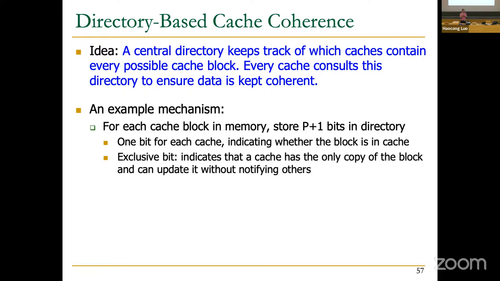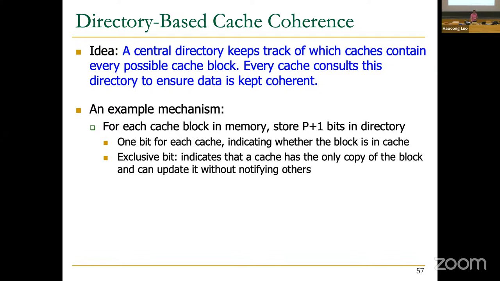The directory can grant permission to a cache that requested to update the cache block, saying, okay, you have the cache block, you can update it until I take away your permission. And you don't need to notify me while you're updating it, because I guaranteed that no other cache has this block, right? So basically, you can do a lot of interesting optimizations with directories.